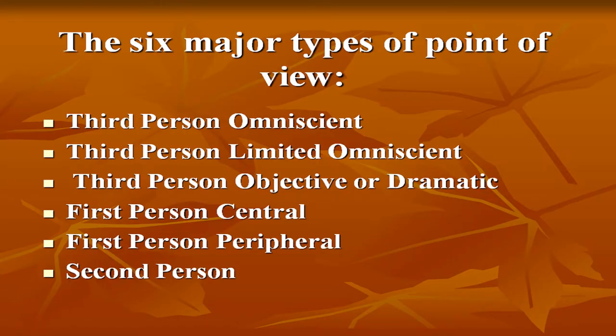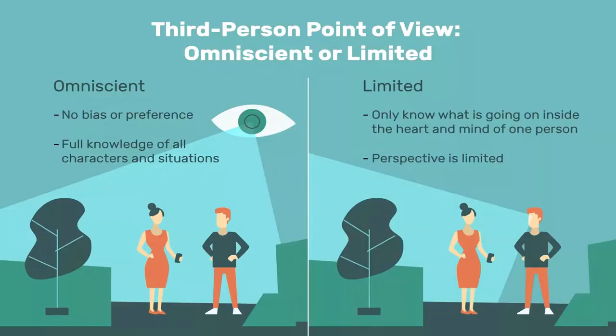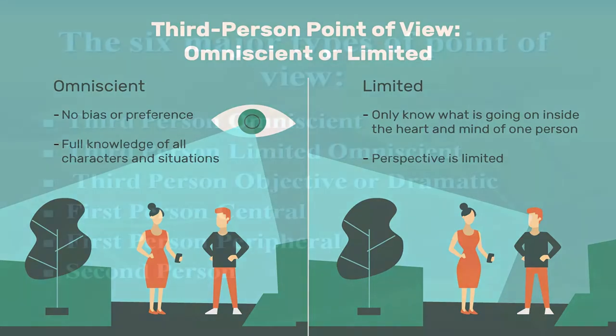The six major types of point of view are third person omniscient. Told from the point of view of an outsider narrator, the omniscient author nevertheless gets inside the thoughts and feelings of two or more characters. This point of view offers a lot of information and is suitable for large complex novels. It was widely used in the 18th and 19th century novels but is less common today.